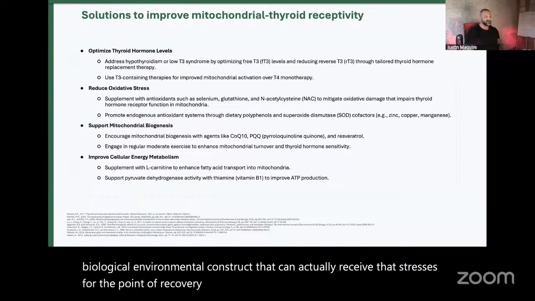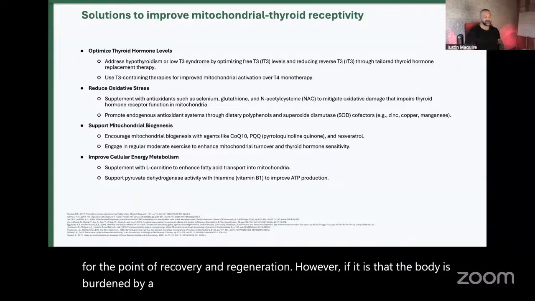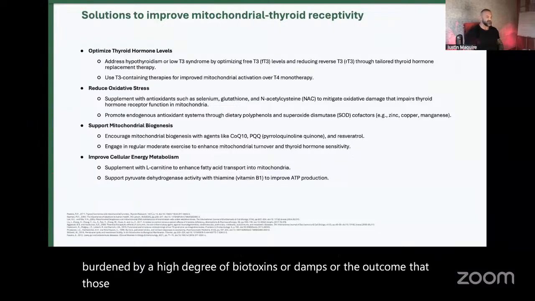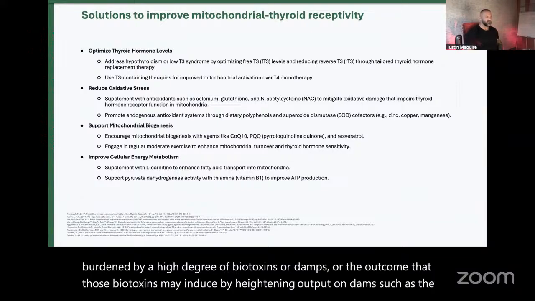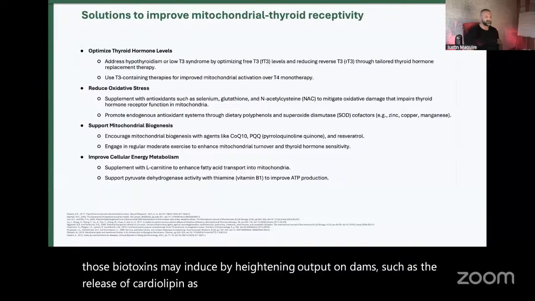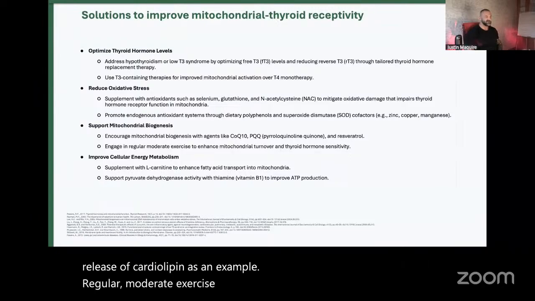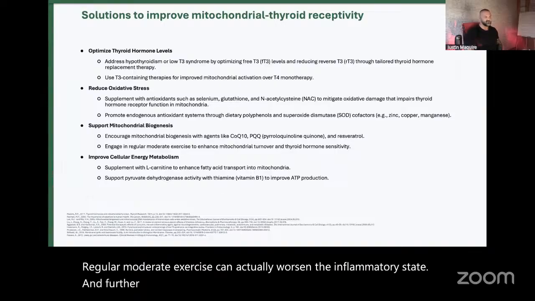However, if the body is burdened by a high degree of biotoxins or DAMPs, or the outcome that those biotoxins may induce by heightening output of DAMPs, such as the release of cardiolipin as an example, regular moderate exercise can actually worsen the inflammatory state, further compounding that allostatic load to a worsened homeostatic output.